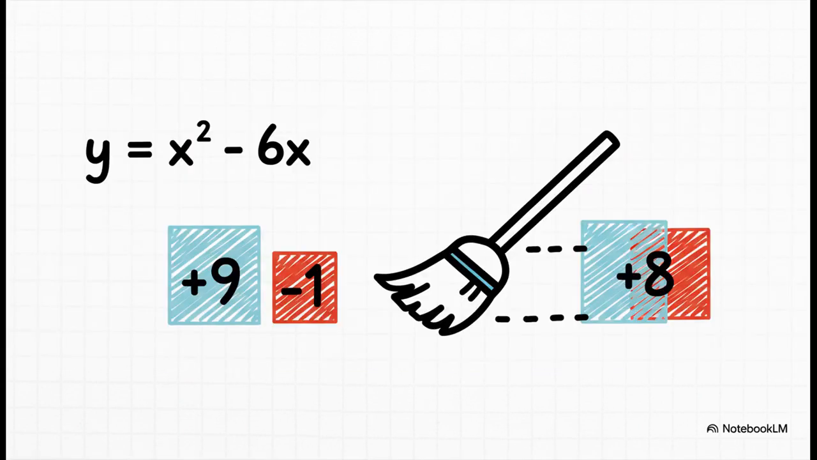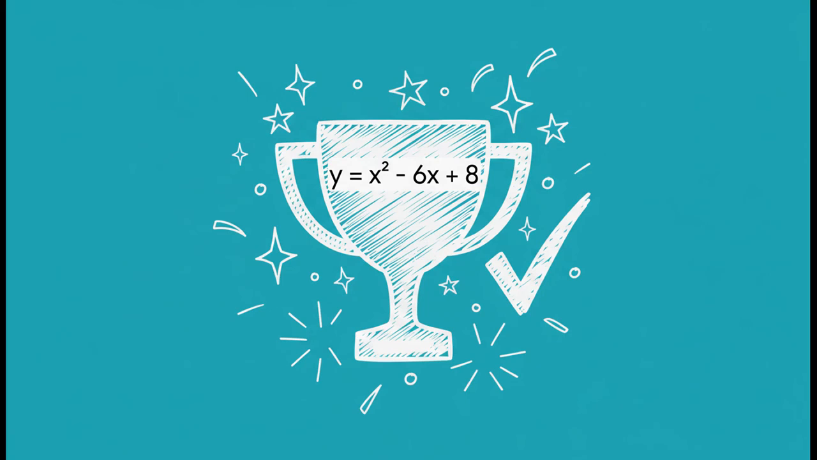We have just one last little bit of tidying up to do. Look at the very end of our equation. We have two plain old numbers there, a positive 9 and a negative 1. These are our constants, and just like we did with the x terms, we can combine these guys too. And here we have it, our final answer. 9 minus 1 is 8. So our fully transformed equation is y equals x squared minus 6x plus 8. And just like that, we've successfully changed it into general form.